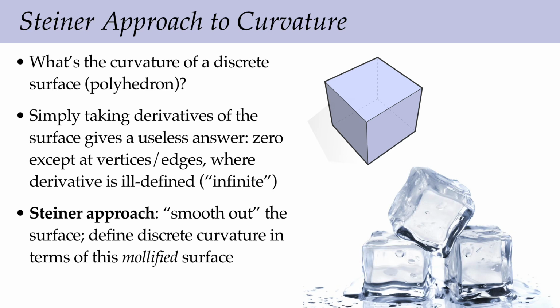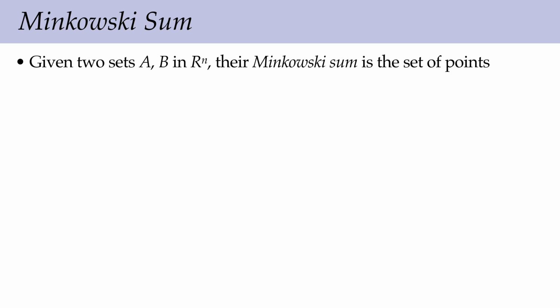To make sense of this, we have to define what's called the Minkowski sum. So in general, if I have two sets A and B in Rn, their Minkowski sum is the set of points A plus B. How do you define the sum of two sets? Well, here's one way. A plus B is the set of all points a plus b such that a is in A and b is in B. Sounds pretty simple. What does it look like geometrically?